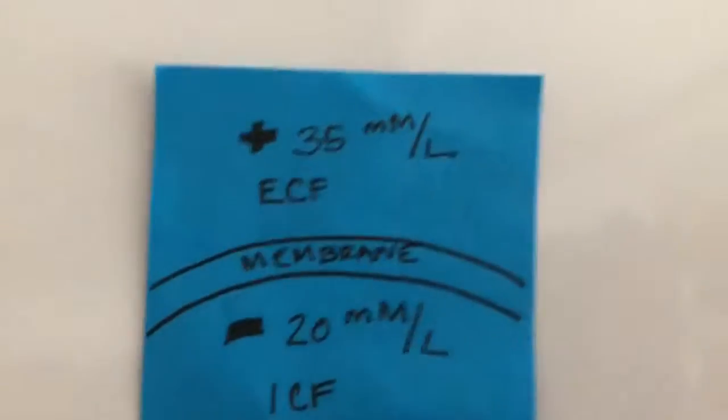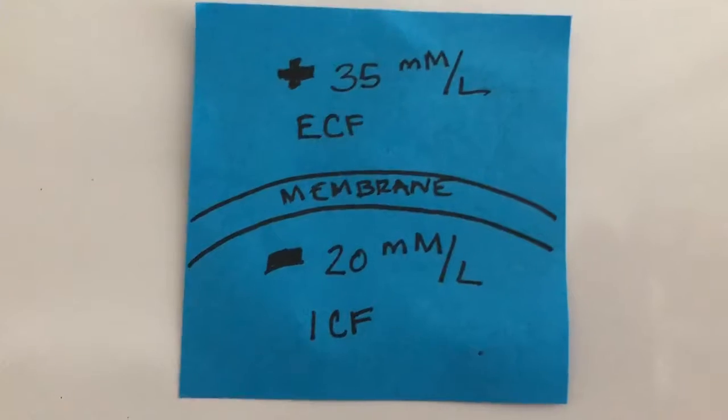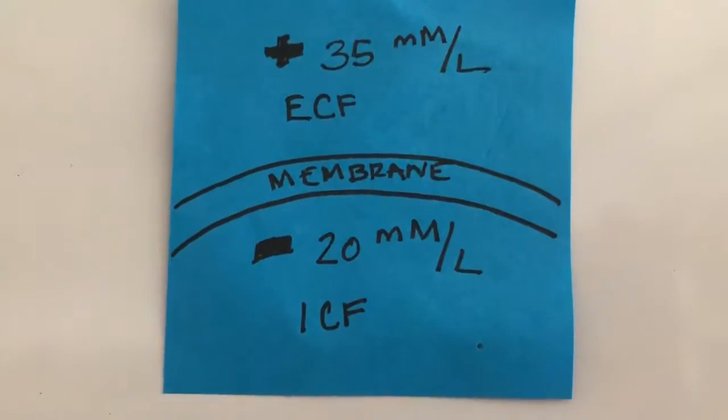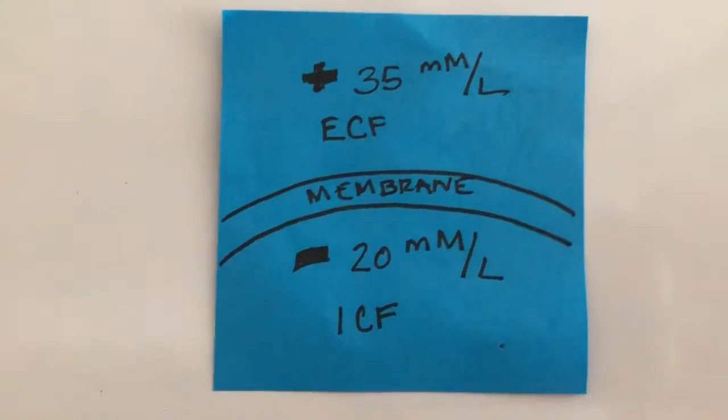That creates a gradient, 35 millimoles per liter in our extracellular fluid, negative 20 millimoles per liter in our intracellular fluid, and that gradient creates potential energy.